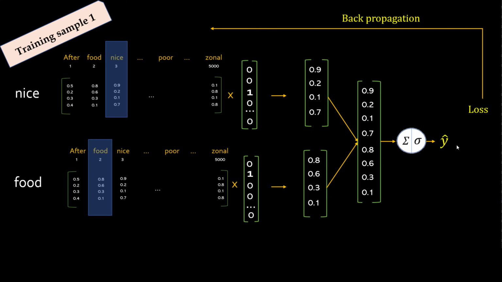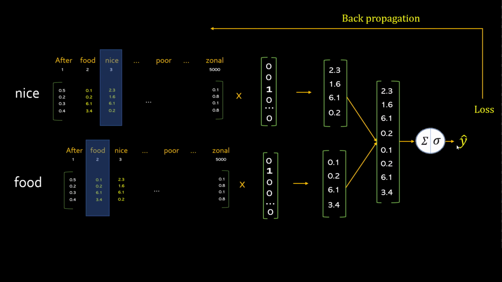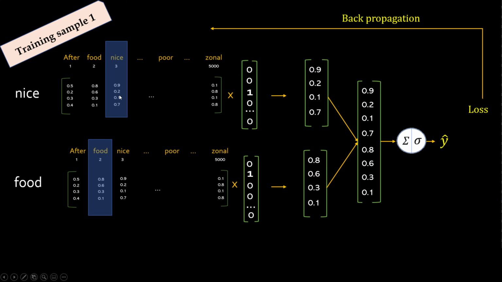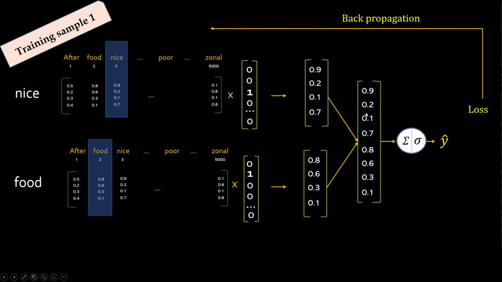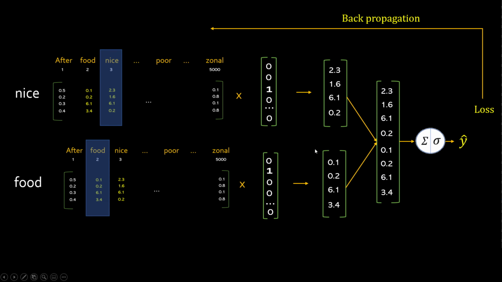Now when you backpropagate that loss using gradient descent, these weights will update. See, right now it's 0.9, 0.2 and so on. See, the weights are updated. It was 0.9, 0.2, now 2.3, 1.6. I have put random numbers, friends, but you get the point. So in this pursuit, your embedding matrix will keep on changing.